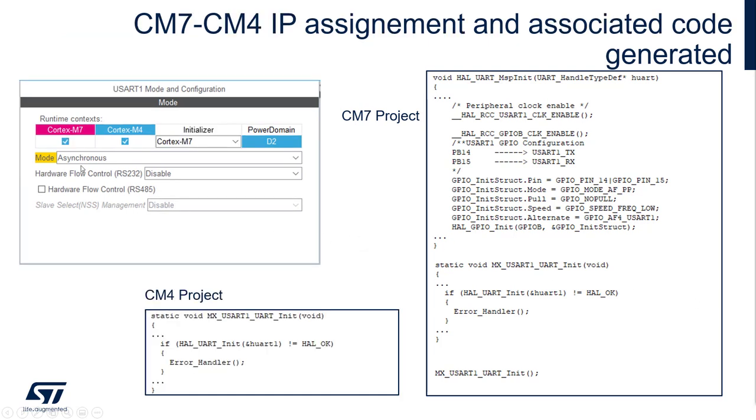And if you select both runtime contexts, you can select the initializer. So in this case, for example, the CM7, all the initialization code will be in the CM7 project: GPIO, UART, and the call to this initialization code. But on the CM4 project, you will also have the definition of the function to initialize the UART, because you will need to use it in the runtime context.